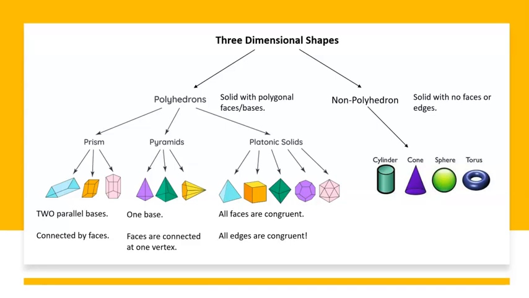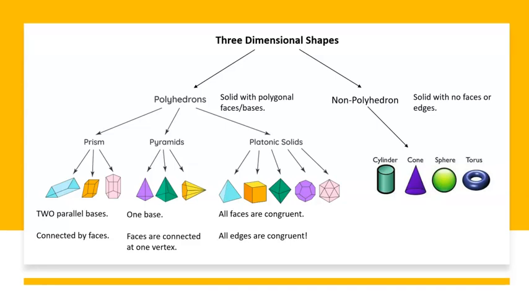Now, all of those edges are also the same. So every length from each vertex is identical, which we can't say is the same for the prism. Because if you look at the triangular prism, the edges that make the triangle are much smaller than the edges that connect the two bases, the long pieces to the edges of those triangles.